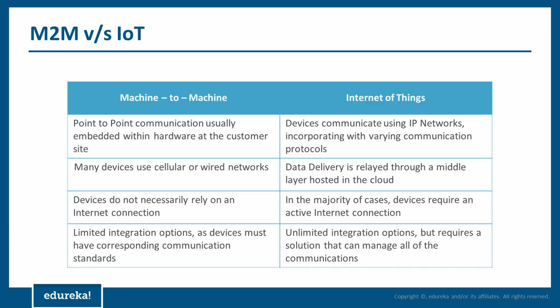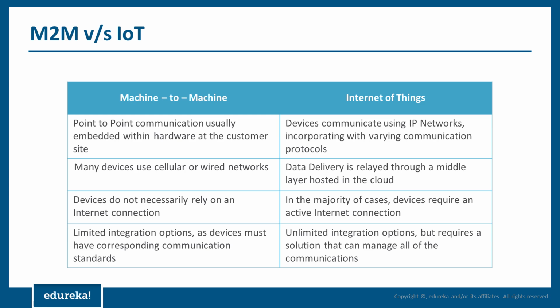Would you really use this information? Not exactly, but it's good to know because sometimes people use these terms interchangeably. So you don't need to know what M2M means. Point-to-point communication is usually embedded within hardware at the customer site, whereas Internet of Things is communication through IP networks. Machine to machine largely uses cellular or wired networks. In Internet of Things, data delivery is through multiple channels or through a middle layer hosted in the cloud.